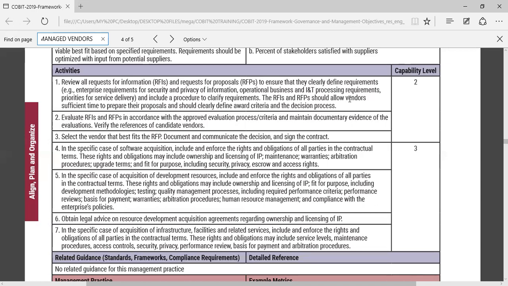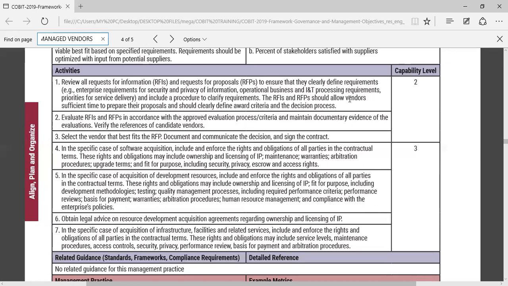Wonderful. Number four, in the specific case of software acquisition, include and enforce the rights and obligations of all parties in the contractual terms. These rights and obligations may include ownership and licensing of intellectual property. Who owns the software? Okay, we just got the software. Is the software our own or that of the vendor, or the OEM? So we need to clarify this clearly. What are we paying for? All right, are we paying for the entire software and the source code? All right, everything about the software, or are we paying to use the software? We have to clarify this.